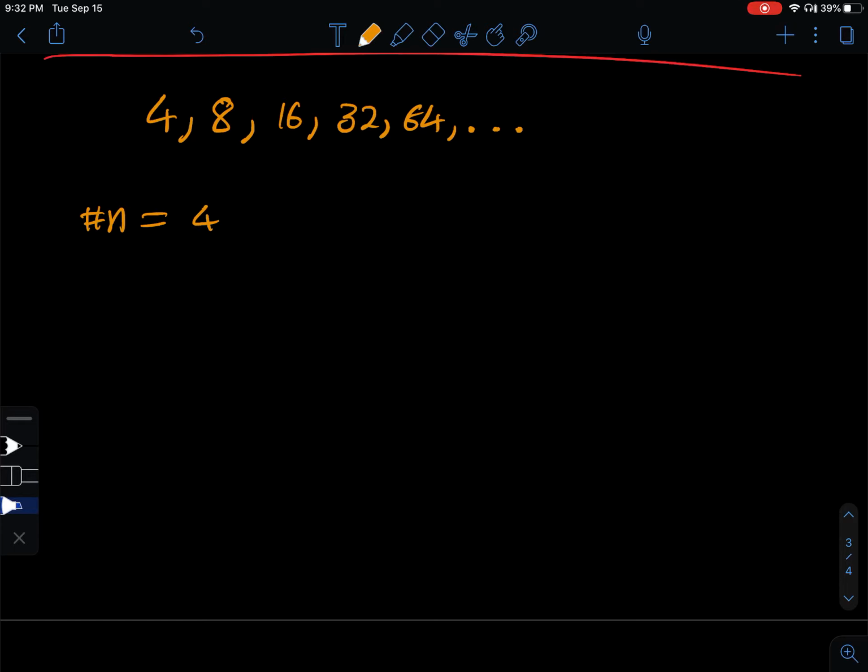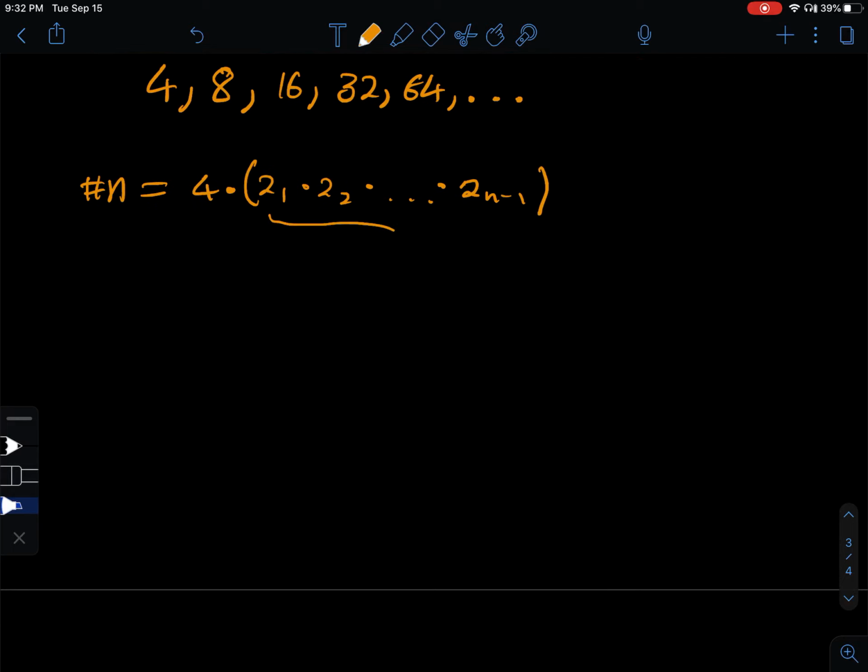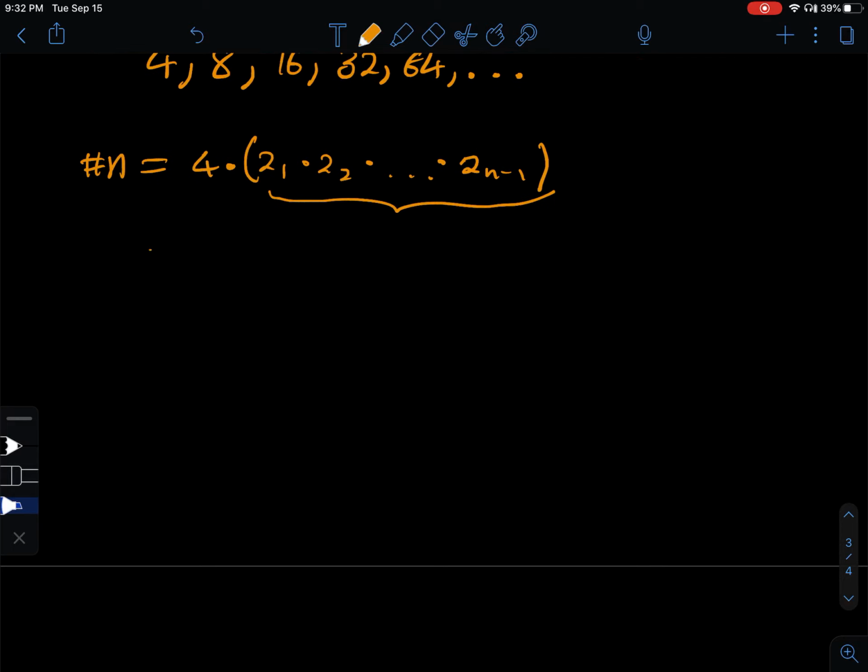So you start at 4, then you multiply by 2, n minus 1 times. So there's n minus 1 2's being multiplied right here. Then this becomes 4 times 2 to the power n minus 1. Now you think, okay, this is the furthest we can simplify it, right?